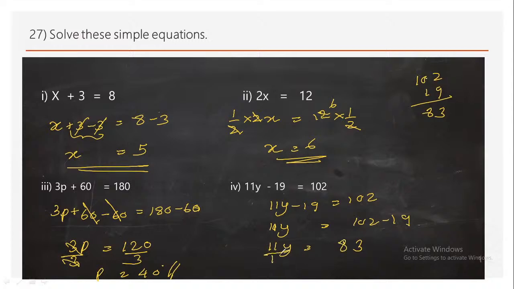Then divide this side by 11, this side also by 11. Y equals 77, there are 7. 7 11s are there. 83 subtract 77. 13 subtract 7, that is 6. 7 and 6 over 11. This is the answer here. 7 and 6 over 11.